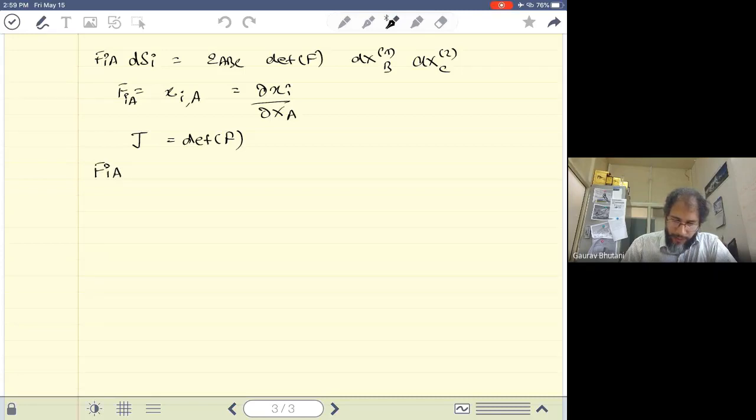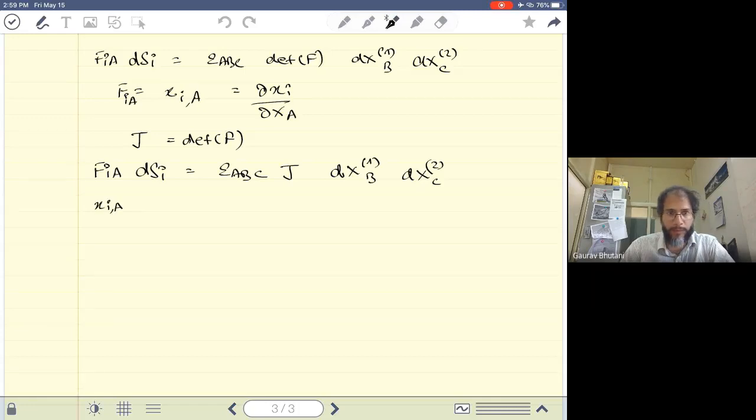So finally, we can write this as epsilon_ABC times the Jacobian times... and it's up to me. I can write F_iA as nothing but x_i comma A as well. Whatever I would want to use, I can use that. So what I'll do now is multiply both sides by capital X_A comma Q. And you'll soon understand why we are doing all this.